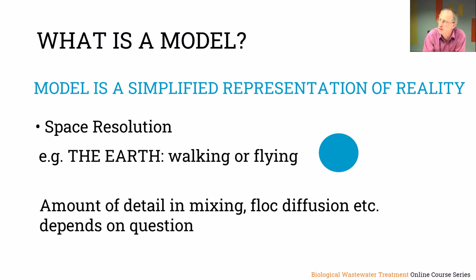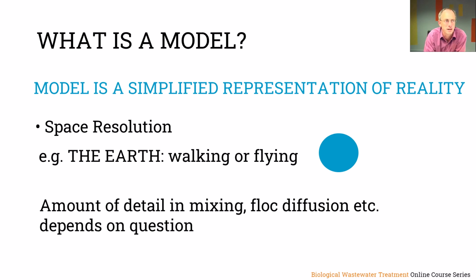If you make a model of the Earth and you fly over it, you don't need to know every 10-meter difference in altitude on Earth. If you're walking over it, every 10 meters might mean a lot of difference, whether it's really flat or you all the time have to go up and down 10 meters in the time it takes you to get somewhere. So the space resolution depends again on what you want and what is relevant.